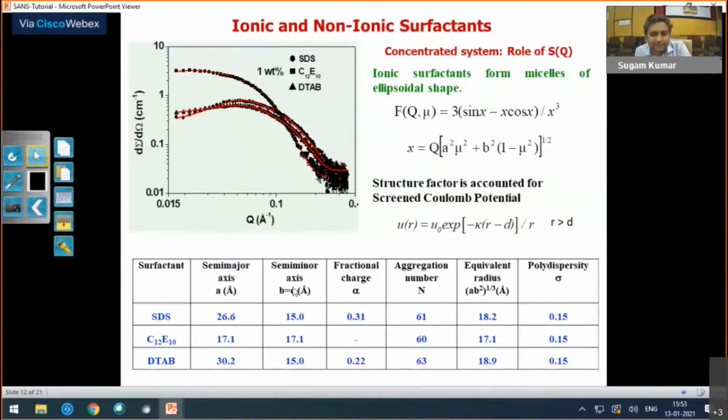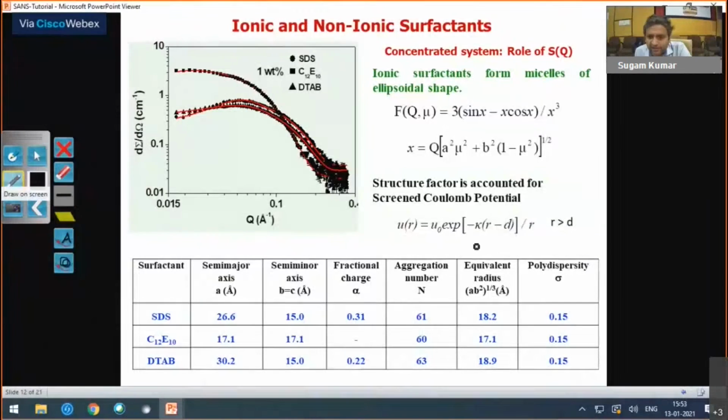So by this, what we get is semi-major axis, semi-minor axis, structural parameter, fractional charge. I have calculated total charge. If you divide it by the aggregation number, one will get the fractional charge. These are just calculations of equivalent radius, and we get the polydispersity also.